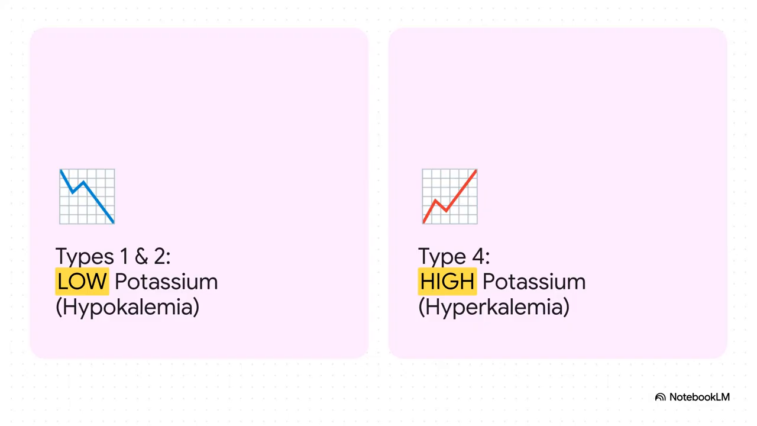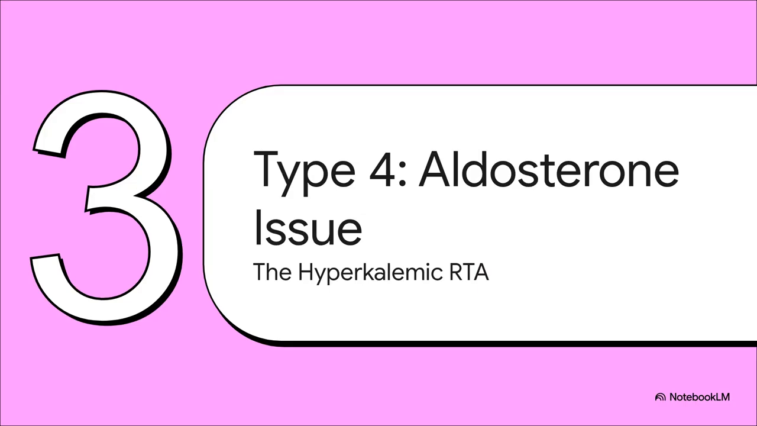We've just seen that type 1 and type 2 are both defined by low potassium. But what if the potassium is high? This single crucial difference, that's the key that unlocks our third and final type of RTA. And that key difference, high potassium, brings us to our final suspect, type 4 RTA.